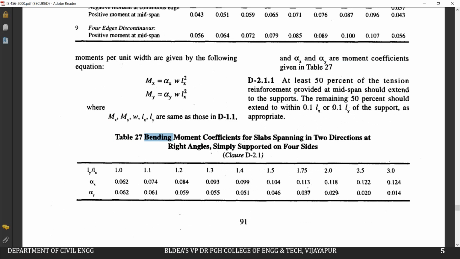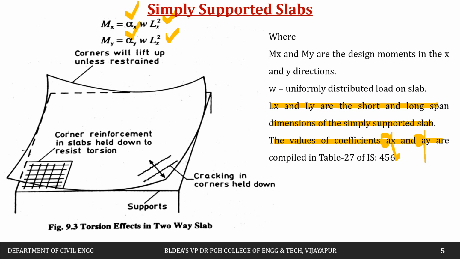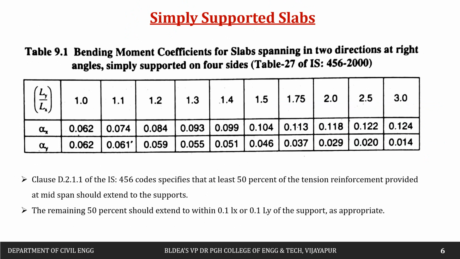If you read the sentence, they have given bending moment coefficients for slabs spanning in two directions at right angles, simply supported on four edges. Based on the Ly by Lx ratio, we have to calculate the ratio, whether it is 1.2, 1.3, 1.4. Based on that, we are going to get these coefficient values, that is 0.93, 0.94. This is the alpha x value and this is the alpha y value. The same table I had shown here.